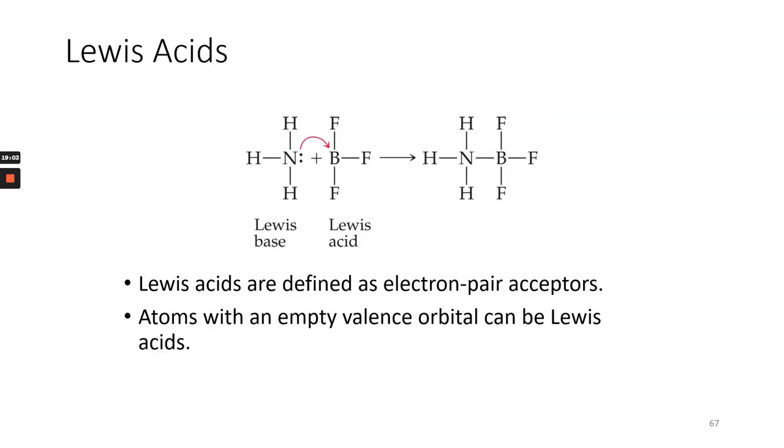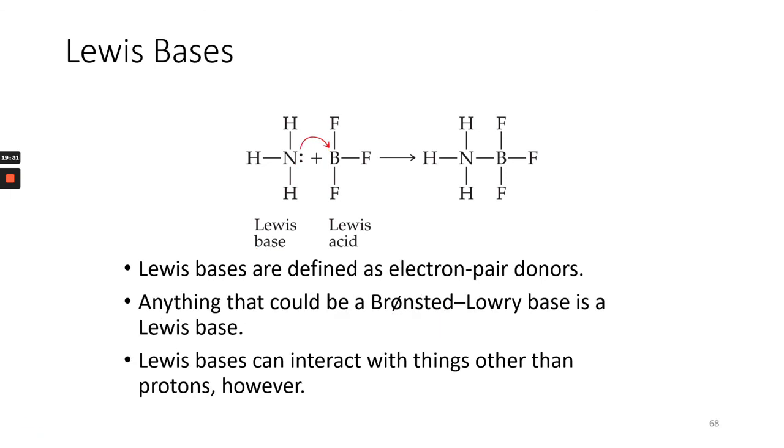So here's a good diagram. Here we have these two compounds that need to bond. So remember, your electron pair donor, donating, is the base. The substance accepting it is the acid. Your Lewis acids are defined as an electron pair acceptor. In order to accept this pair, your atoms must have an empty valence orbital. See here, there's an empty valence orbital. It's an incomplete octet here. So it could be a Lewis acid. Lewis bases are defined as electron pair donors. Anything that could be a Bronsted-Lowry base is a Lewis base. Lewis bases can interact with things other than protons, however.